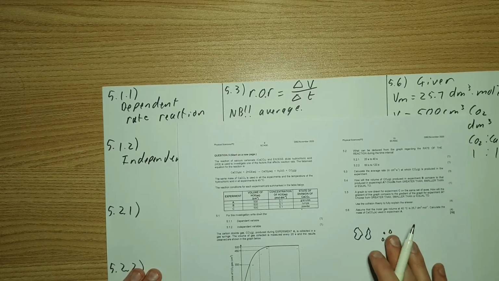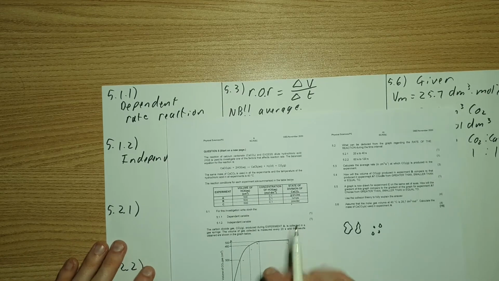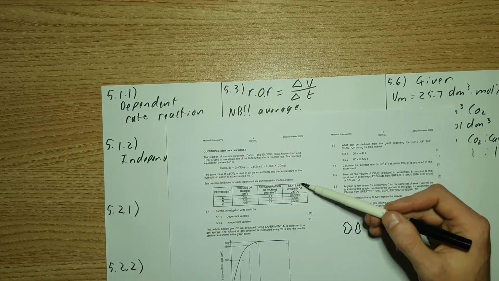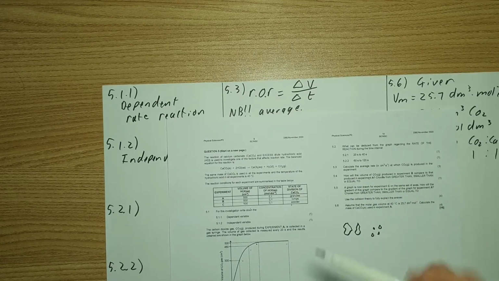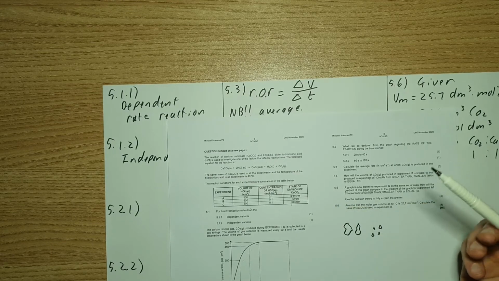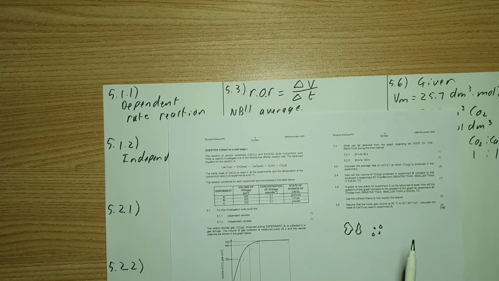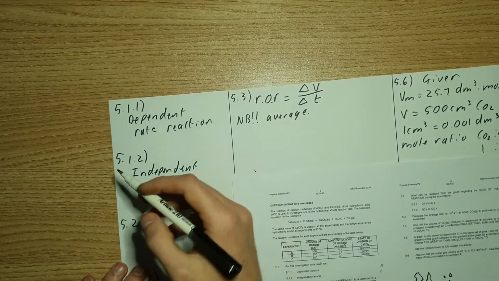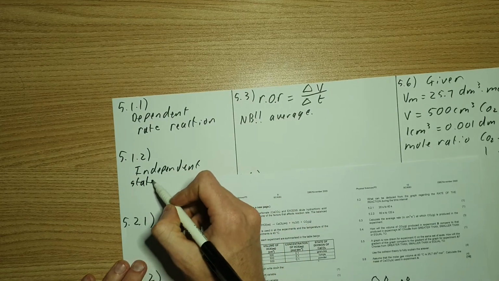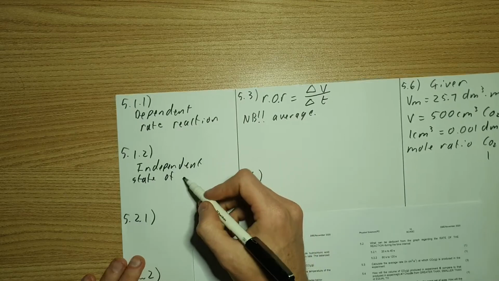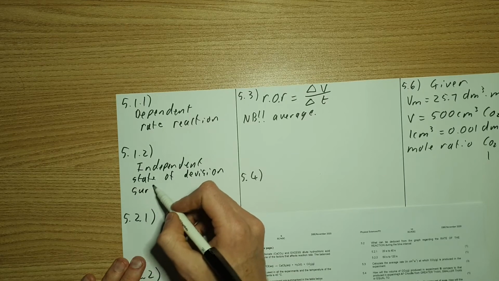Now 5.1.2 is the independent variable. This again doesn't depend on anything. If we look in the table, the clue is the state of division. We've got granules, lumps, and powder. These don't depend on anything, but the rate of reaction depends on whether it's a granule, a lump, or a powder. So the independent variable will be state of division, or we can say surface area.